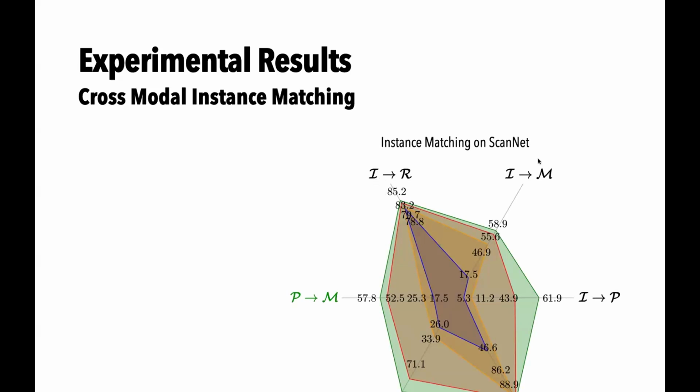Image to CAD model, also specifically trained on. Image to point cloud, also specifically trained on. But we also evaluate on this emergent behavior that I described before. So a point cloud to a CAD model, this has not been trained for. A point cloud to a text, or a CAD model to a text.